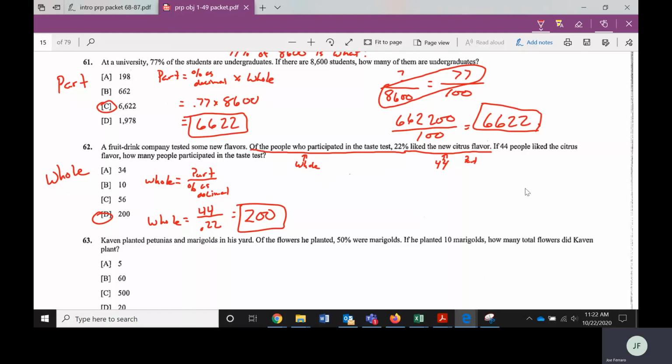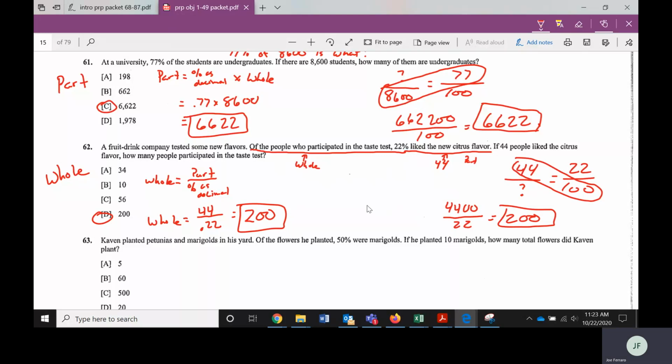Again, if we did it the other way, set this up. Okay, we know the 22 goes here because it's the percent. And again, we are looking for the whole, which goes on the bottom. That's what we don't know. So 44 goes on the top. You take the diagonal with two numbers, cross multiply, and we get 4,400. Divide by the third number, and again, we get 200. So that's just the other way of doing it.